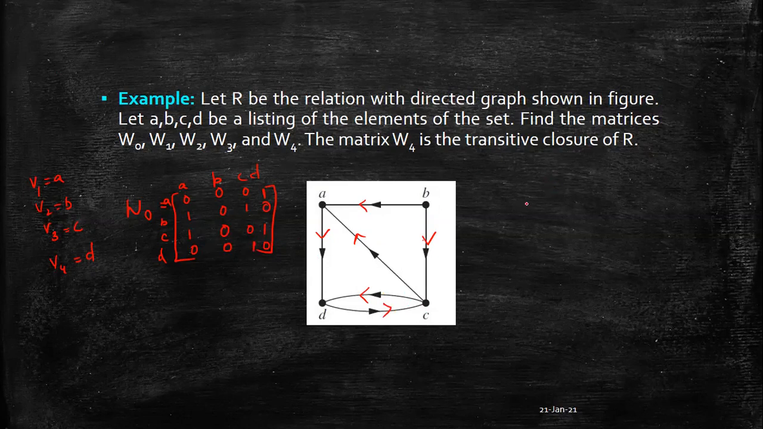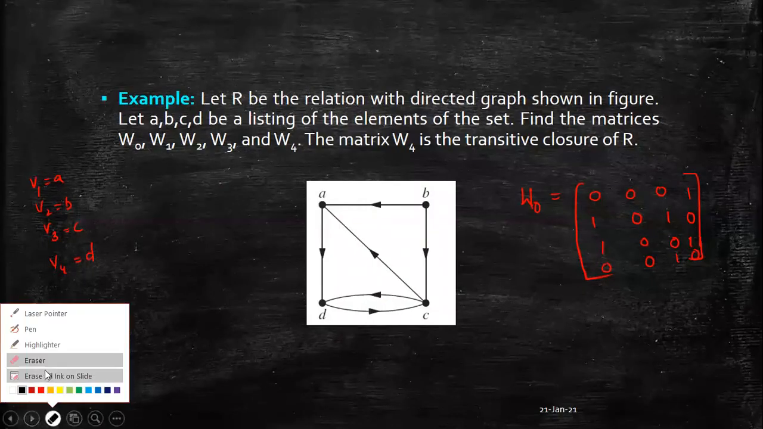So let's just write this a bit more clearly. Instead of writing ABCD, I'll just write the matrix. So the matrix is given as follows: 0, 0, 0, 1, 1, 0, 1, 0, 1, 0, 0, 1, and then 0, 0, 1, 0. Okay. Now based on this matrix, we will have to create the W1 matrix.